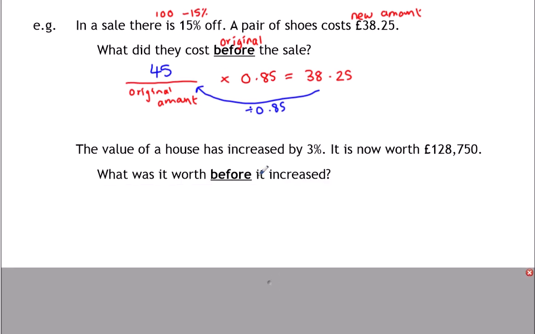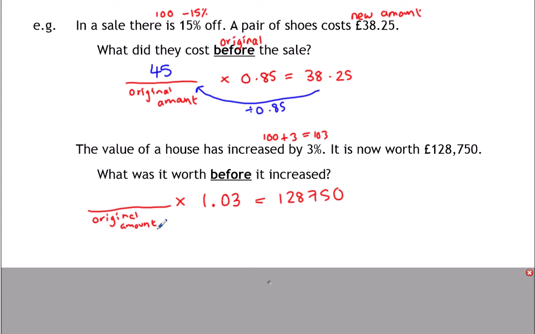The value of a house has increased by 3%. Now, how do you increase by 3%? You would do 100 plus 3 is 103. So the multiplier in this question is 1.03. The difference is that we know the answer, it's now worth 128,750. So that goes on the right hand side after the equals. And again, what we're missing is the original amount. So something times 1.03 is 128,750.